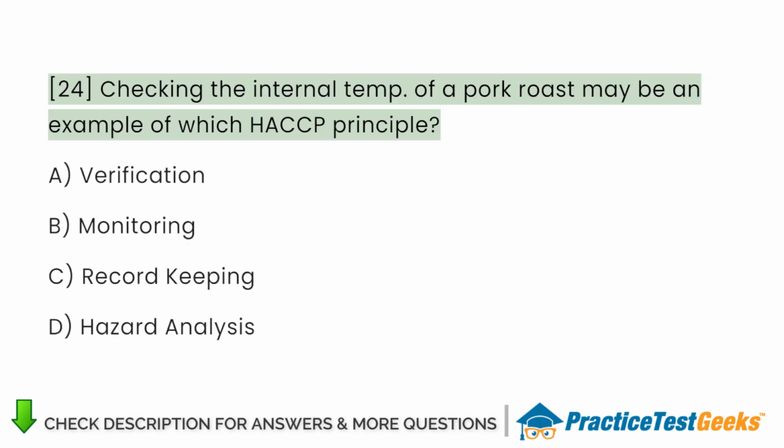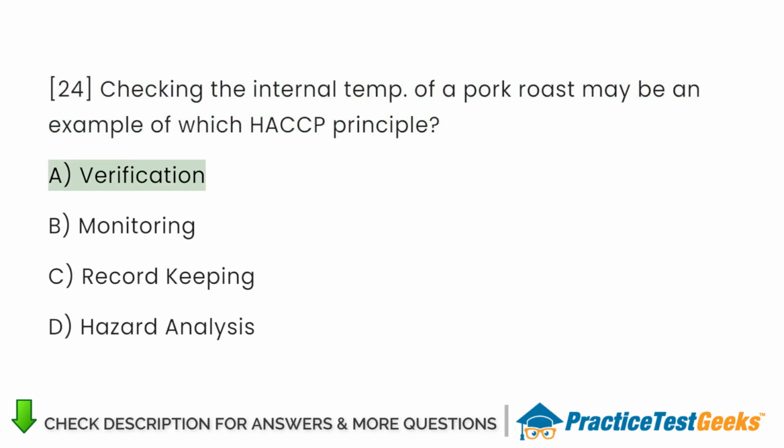Checking the internal temp of a pork roast may be an example of which HACCP principle? A. Verification. B. Monitoring. C. Record keeping. D. Hazard analysis.